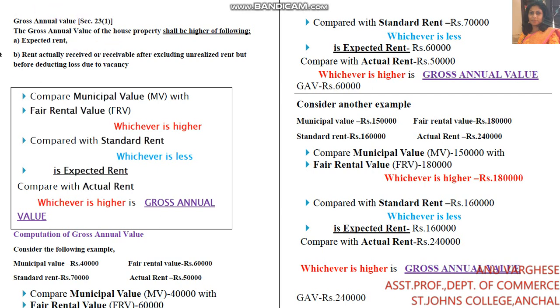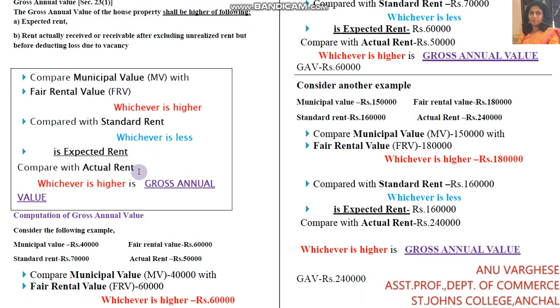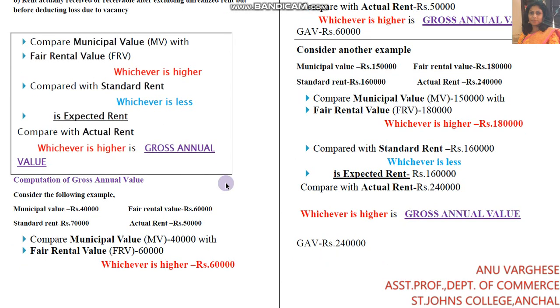So how will you get this expected rent? First you have to compare municipal value with fair rental value, whichever is higher. That figure you have to compare with standard rent, whichever is less. That is expected rent. That expected rent has to be compared with actual rent, and whichever is higher is gross annual value. This will be clearer when you look at this illustration.